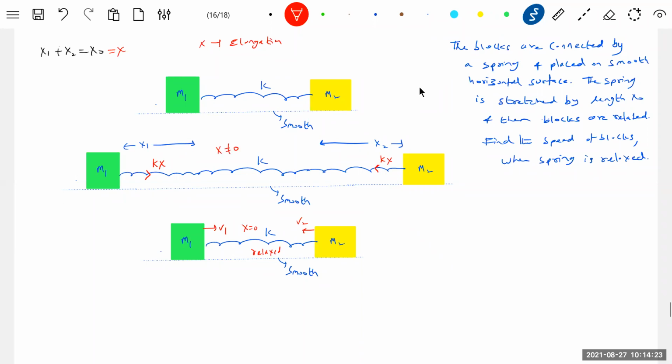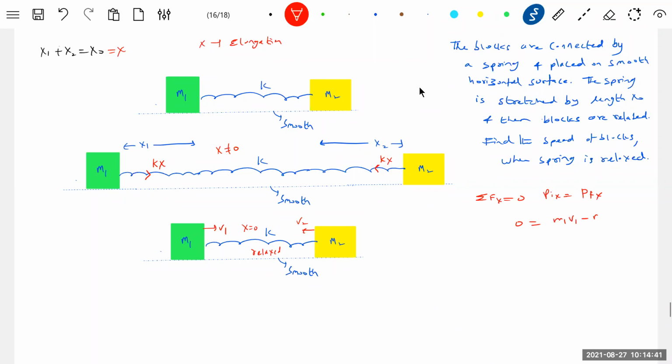How to calculate that v1, v2? Who is the force doing work? Spring force only. Can we apply conservation of mechanical energy? Yes. Then what is the net force on the system along the x-axis? 0. So initial momentum equals final momentum, 0.